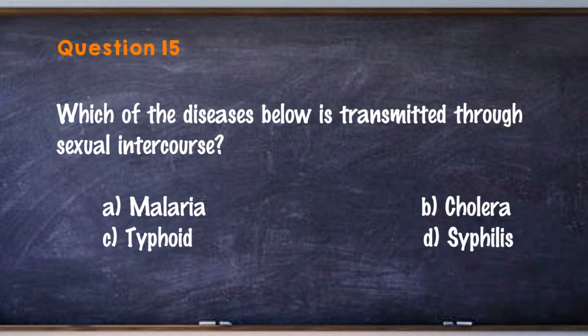Question 15. Which of the diseases below is transmitted through sexual intercourse? Here are our options. A, malaria, B, cholera, C, typhoid, and D, syphilis.